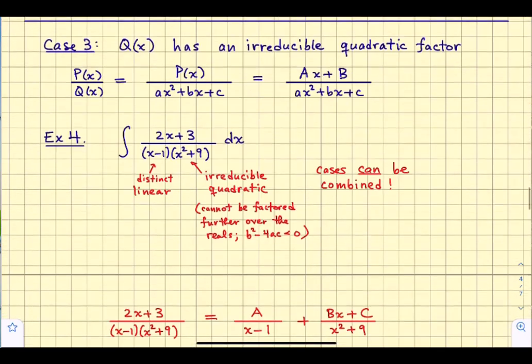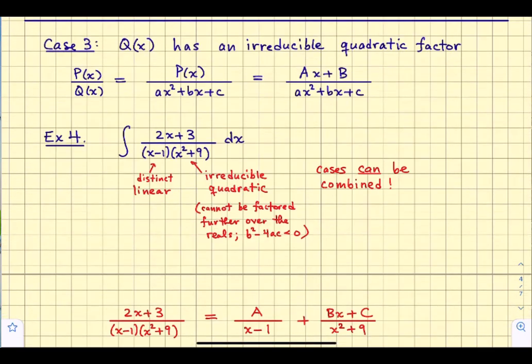All right, let's look at case 3. Case 3 is when q of x has an irreducible quadratic factor. Irreducible quadratic factor means it's a quadratic factor and it can't be factored any further over the reals. So just because it's quadratic doesn't mean it's an irreducible quadratic. So you always want to check if it can factor further over the reals. So in general, this would look like a p of x over some ax squared plus bx plus c, where this doesn't factor over the reals anymore.